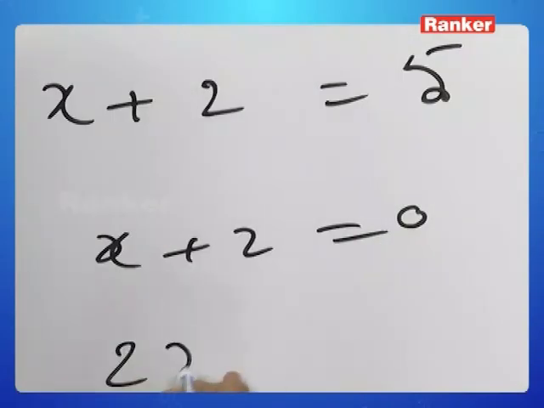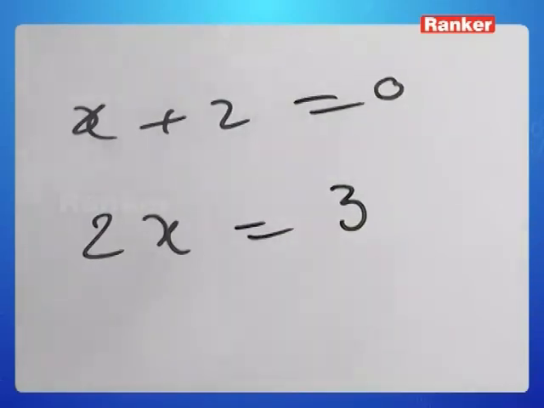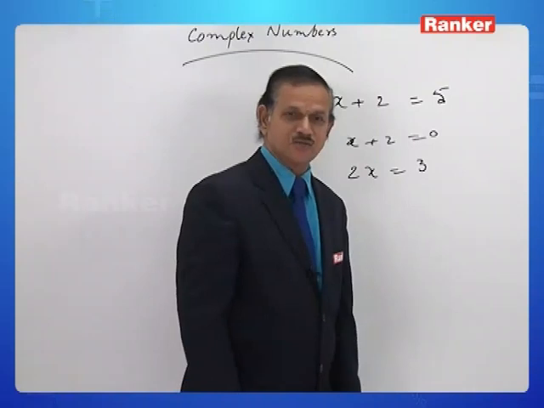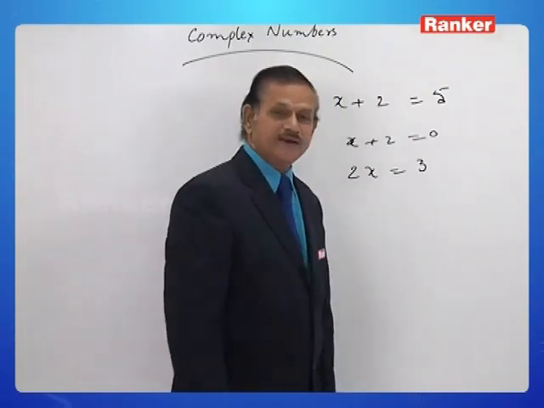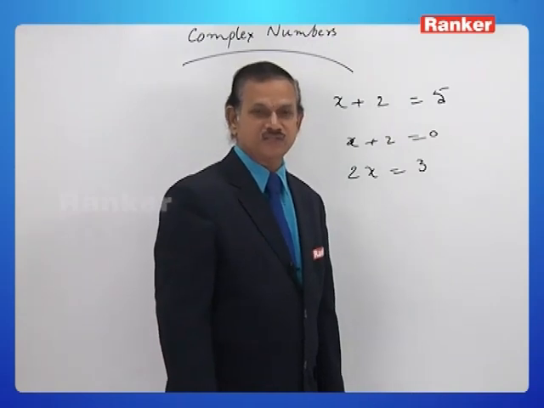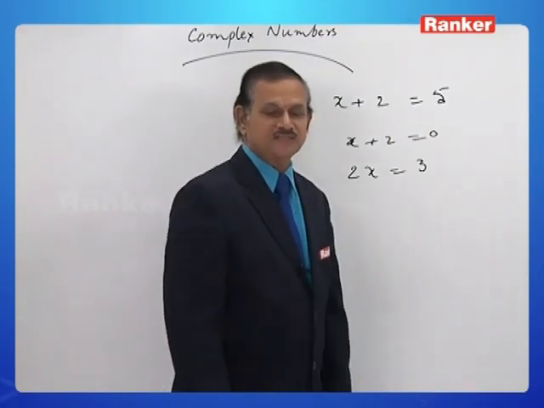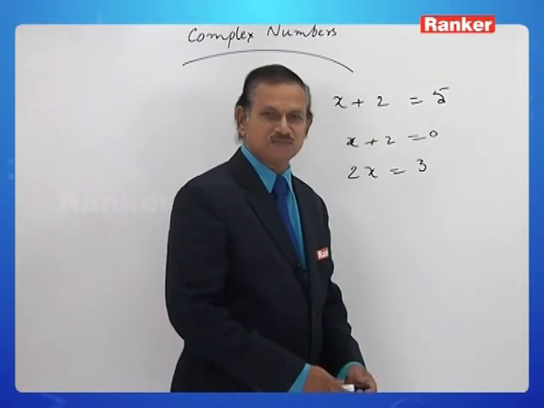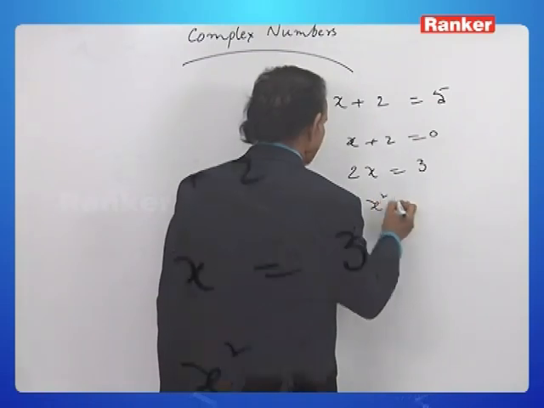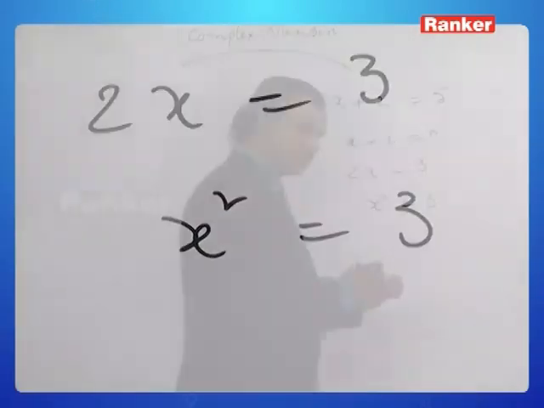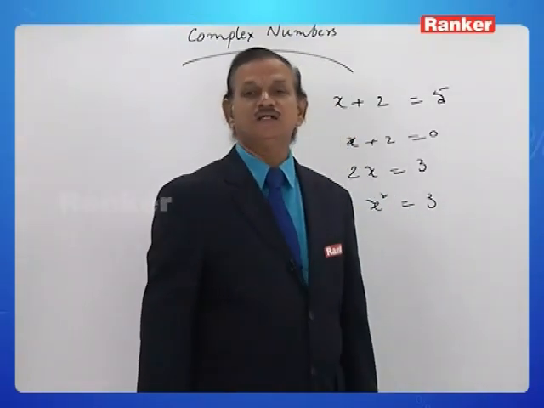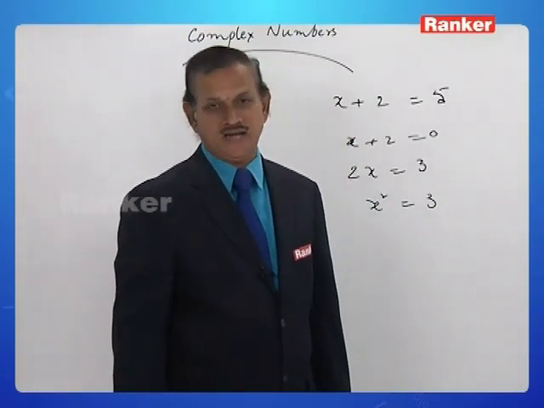Next, to have a solution of the equation 2x is equal to 3, we needed the rational number system. Thereby, the set of integers is further extended to the rational number system. And then to have a solution of an equation, say x square is equal to 3, the irrational number system has been identified.